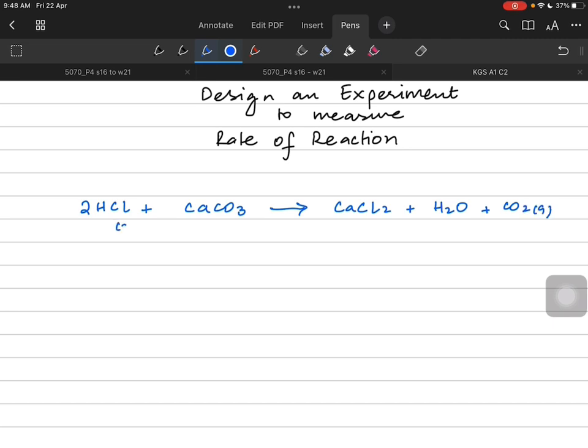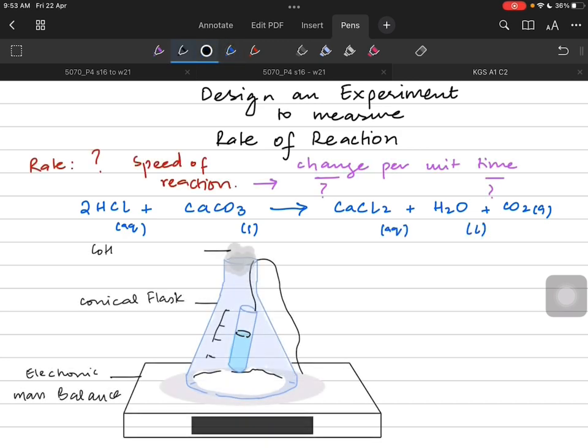And carbon dioxide was a gas. We know hydrochloric acid is aqueous, calcium carbonate is solid, the salt calcium chloride is aqueous, and water is liquid. We took a conical flask with the contents on a mass balance. We had a piece of cotton swab on top of it. We had a test tube filled with hydrochloric acid, which had a thread around it, and then there was calcium carbonate at the bottom of the flask.